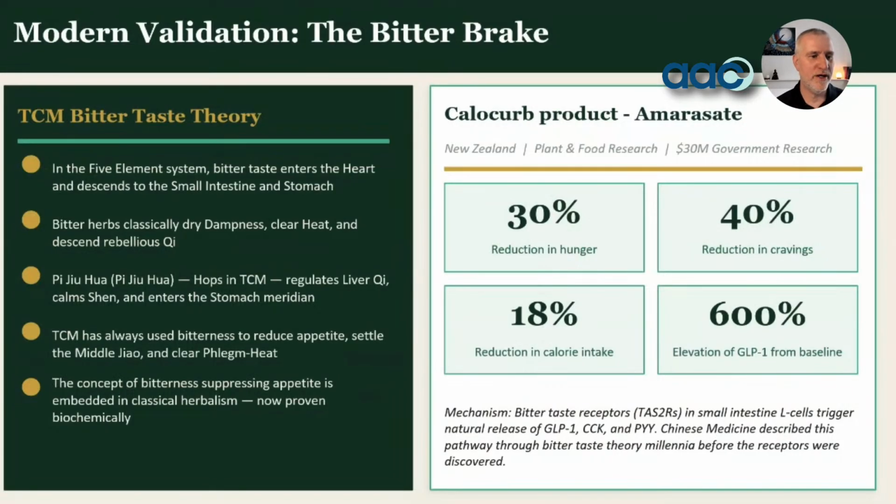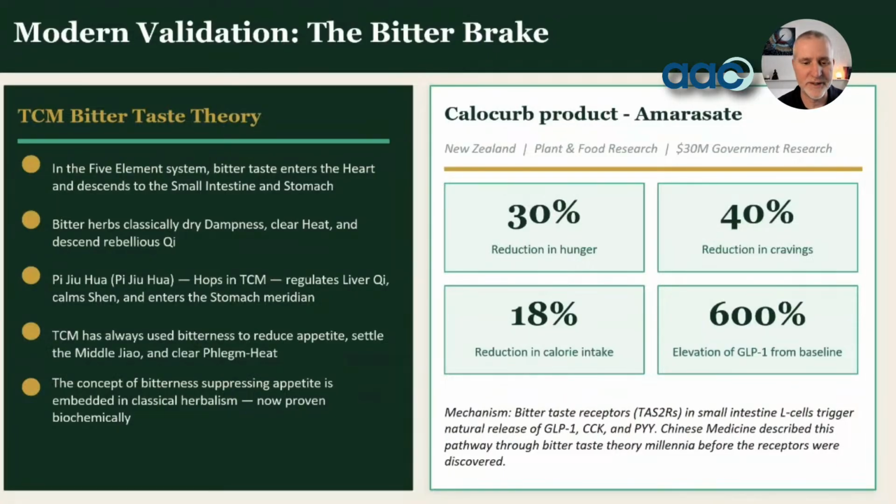As you know, in terms of 5-element, the bitter taste enters the heart and descends to the small intestine and can affect the digestive system through that. And also, we know it clears heat and helps in draining dampness. So these are very important things. The herb hops in Chinese medicine is called Pi Hua, and it also has a bitter taste and regulates the liver, calms the Shen, and enters the stomach meridian.